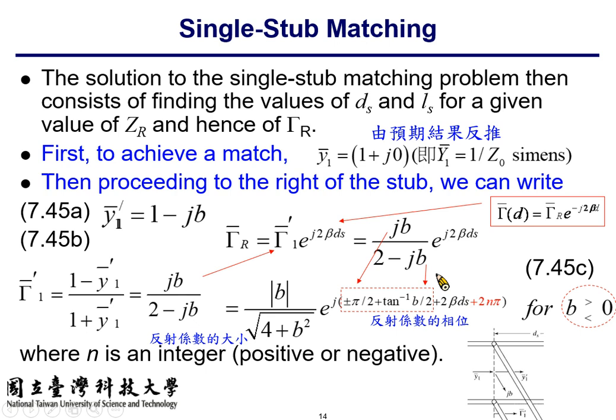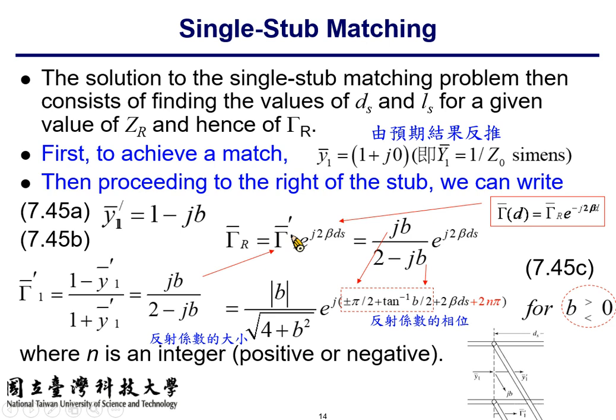So we try to solve this problem in reverse order. The goal is to achieve the normalized admittance y1 equal to 1 plus j0. So it is purely resistive: the normalized conductance should be 1, and the susceptance should be 0. On the interface, on this dashed line, y1 equals the sum of y1 prime and jb. Therefore y1 prime, the input admittance from the right of the dashed line, equals 1 minus jb.